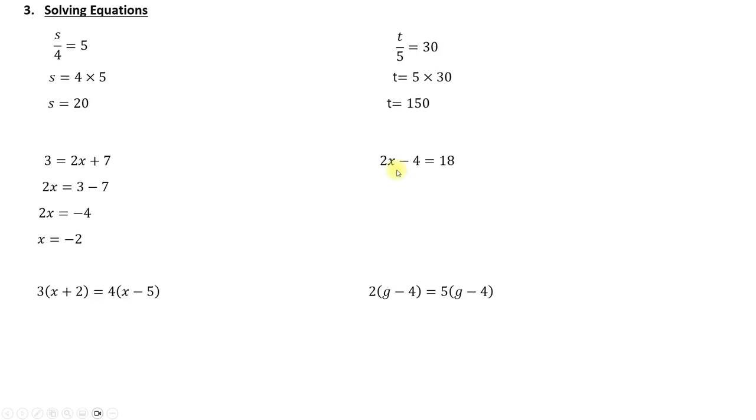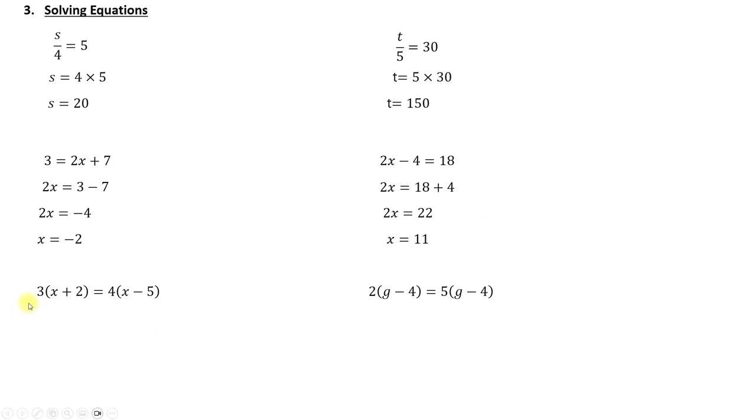Over here, again, we want to isolate our variable on one side. So we'll keep the 2x on the left and bring the negative 4 to the other side where it becomes a positive 4. 2x equals 18 plus 4. 2x equals 22. If 2 times x equals 22, then x equals 22 divided by 2, which is 11.